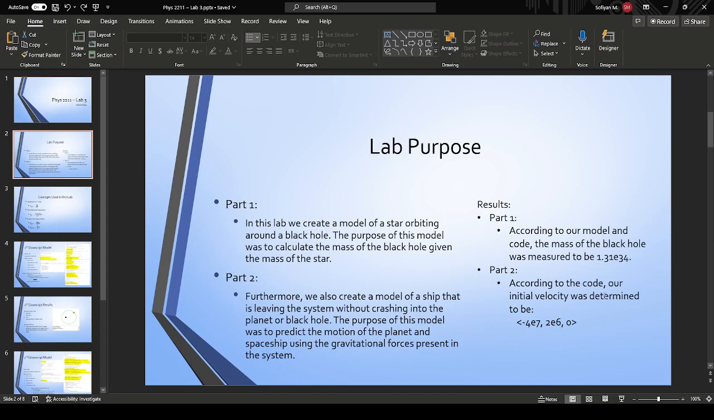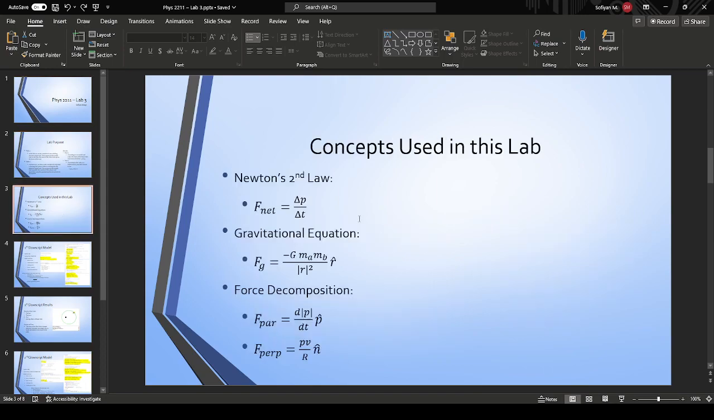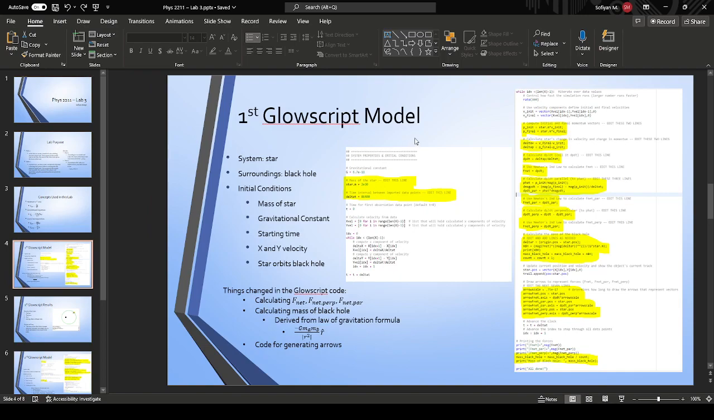According to the code, our initial velocity was determined to be -4 times 10 to the 7th and 2 times 10 to the 6th for the x and y. The concepts used in this lab: Newton's second law, which is F net equals change in momentum over change in time; the gravitational equation, which is negative G, the gravitational constant, times the mass of A and mass of B over the magnitude of the distance between the two masses squared, times the unit vector of that distance; and force decomposition, for the parallel and perpendicular components of F net, with the equations given right here. And we'll move on to our first GlowScript model, the first part of this lab.